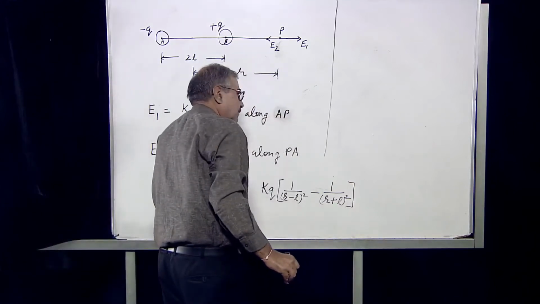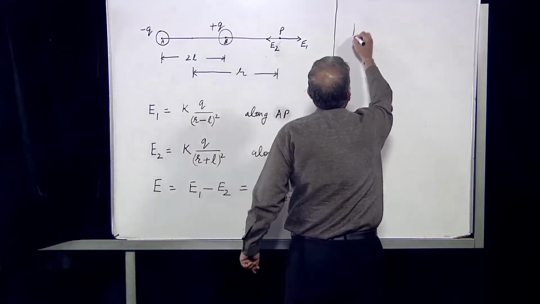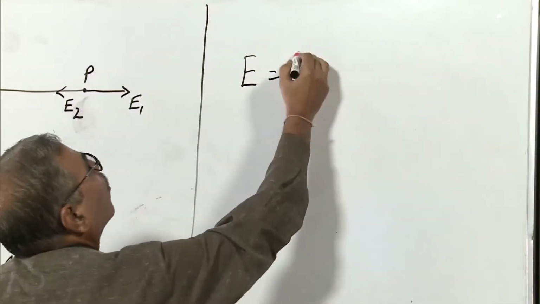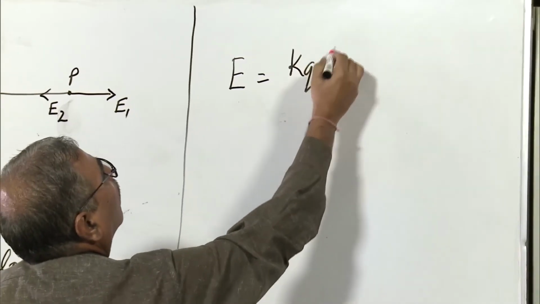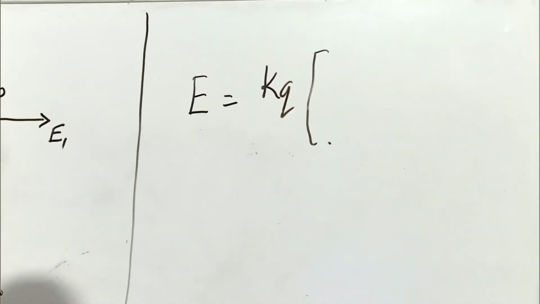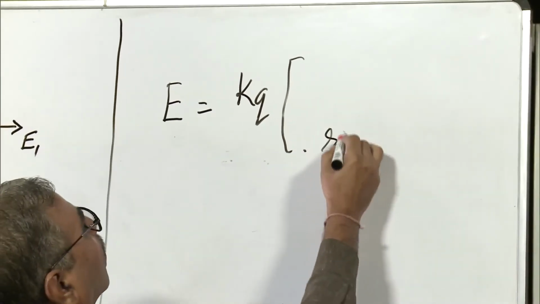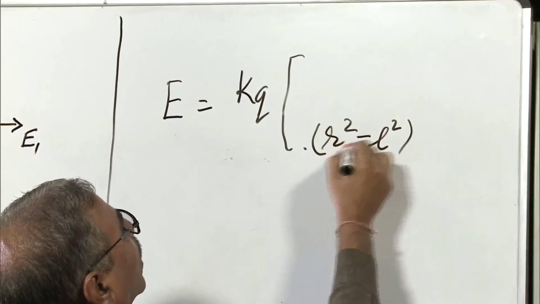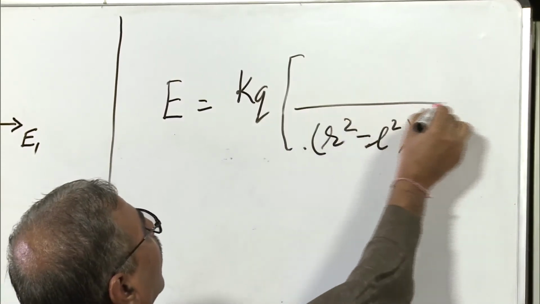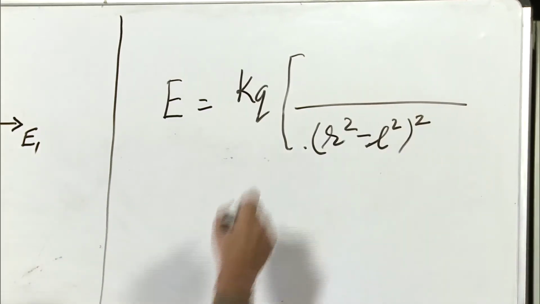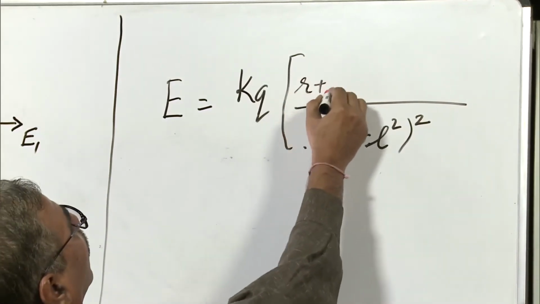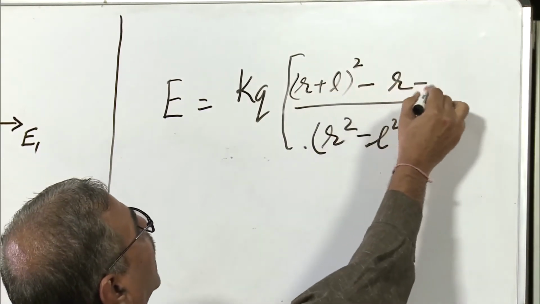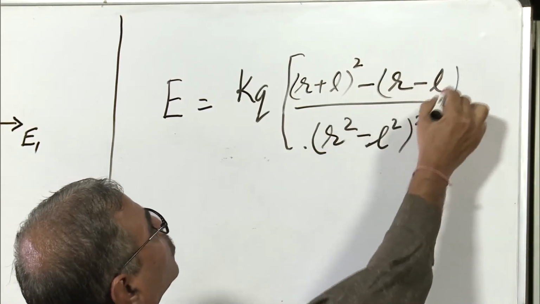Then doing the necessary mathematics, E will be equal to KQ times R plus L whole square minus R minus L whole square, upon R square minus L square whole square.